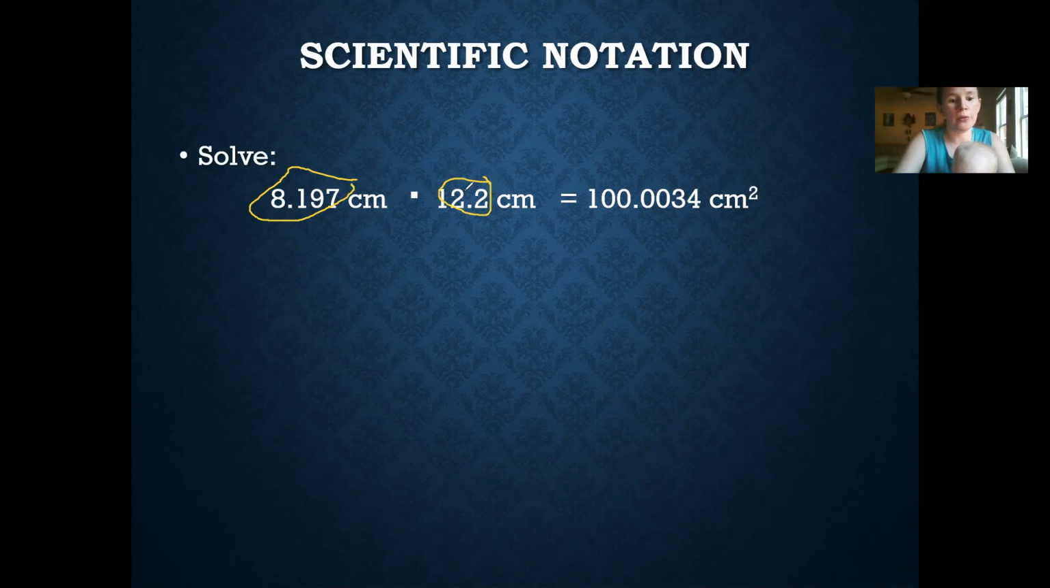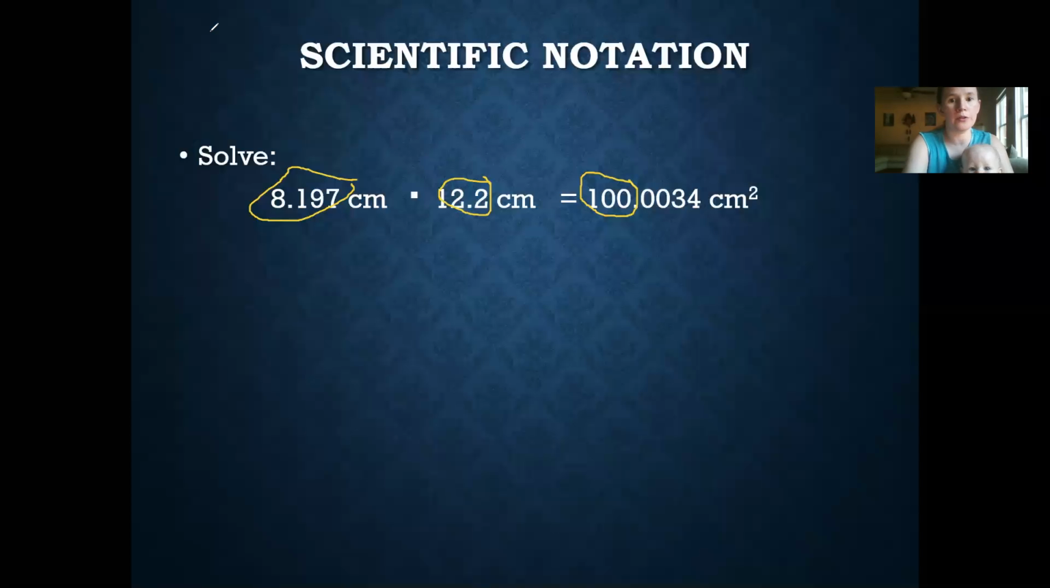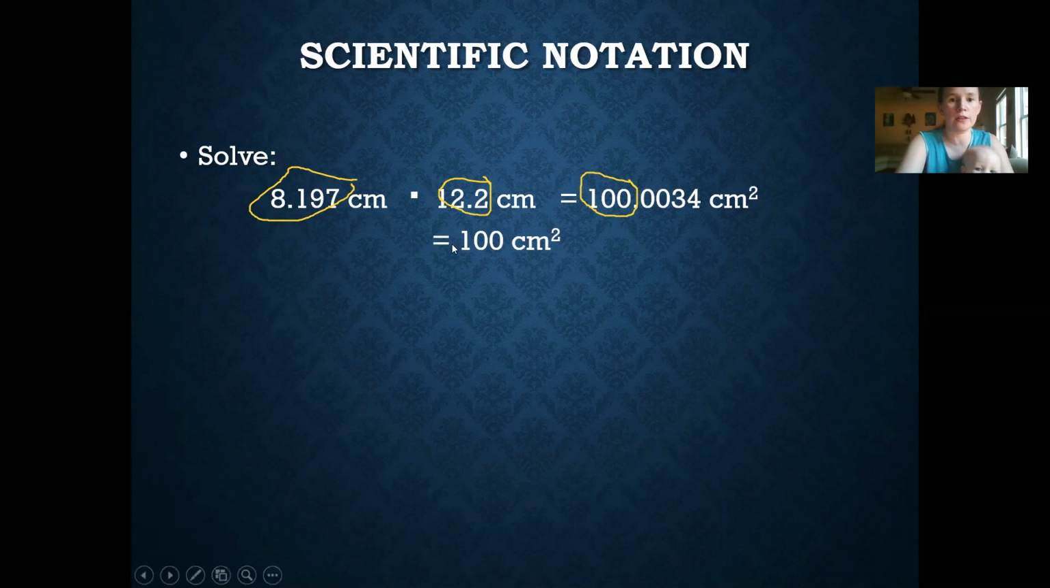So that means that we only report the answer to 3 significant figures. The problem is if we reduce it to 100, which has 3 digits, that's only 1 significant figure. So we need to have 3 significant figures. So how do we do that? The answer is scientific notation.